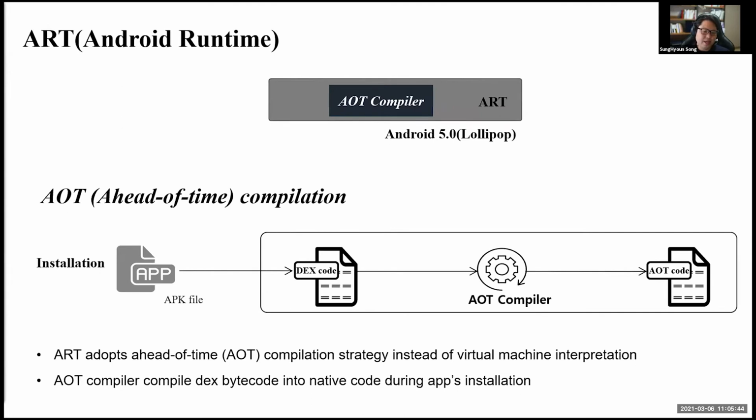But the main difference is ART precompiles everything. But the Dalvik virtual machine uses heuristics to detect the code that runs most often and only compiles a subset of bytecode during execution.